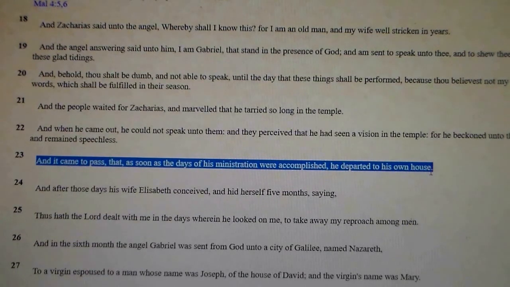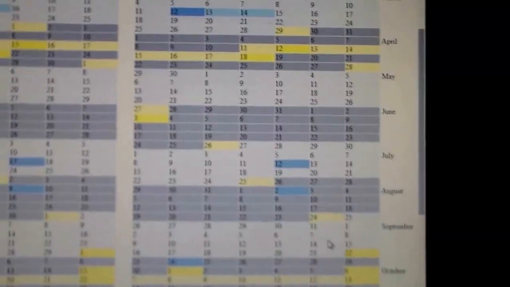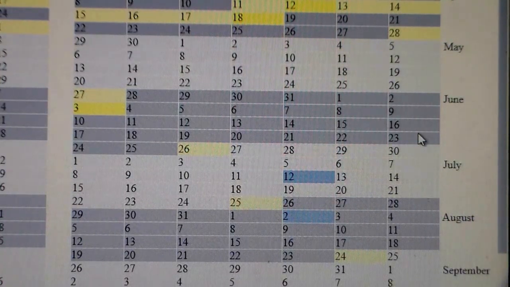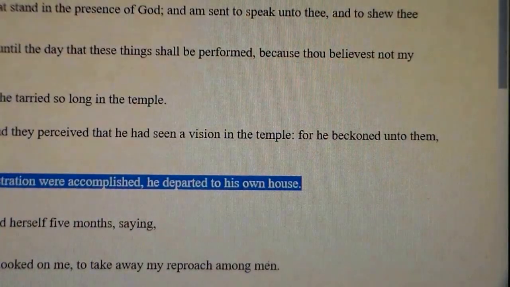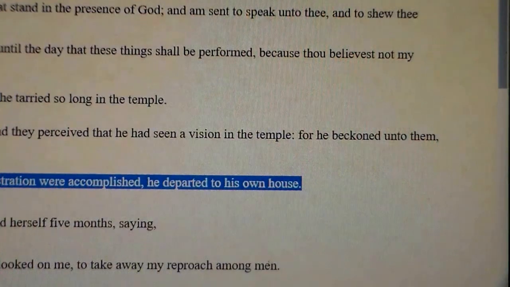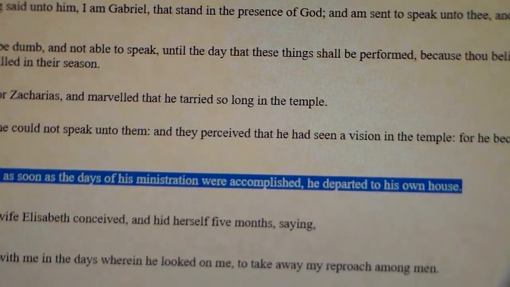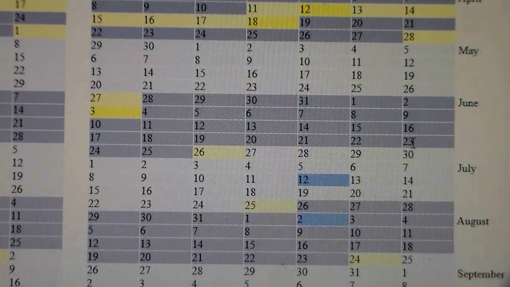So we know that, let's go back to the calendar. So we know that after his ministration was over, which we know that he was there from the 16th through the 23rd of June, the year 4 BC. It says there, and it came to pass as soon as the days of administration were accomplished, he departed to his own house. Okay, so we know that he could not travel on a Saturday, on the 23rd, because it was a Sabbath. So he had to take off to his house on the 24th, right? Praise God. Let's go back to the book of Luke.